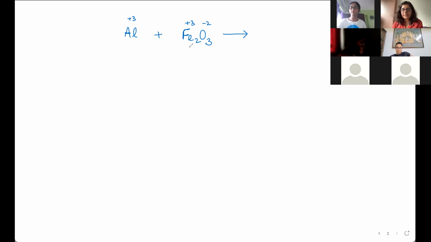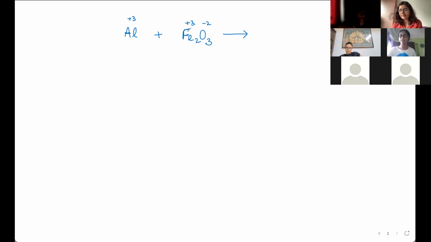So Kashvi, absolutely right. Aluminium is going to replace iron, but the formula is wrong. So that's where you need to revise once. So this will be Al2O3. Again, Al is 3, oxygen is 2, crisscross. So Al2O3 it will be.